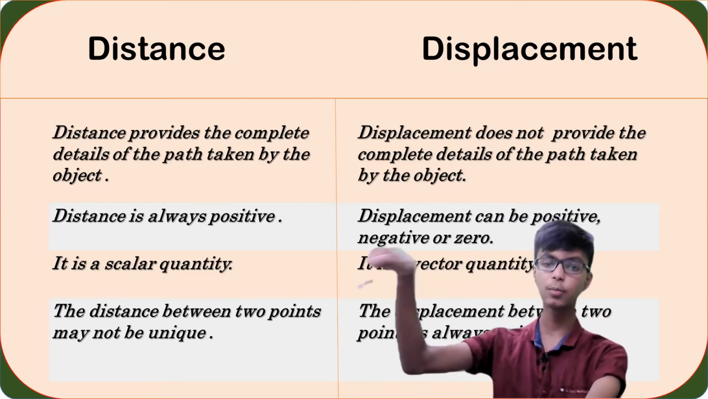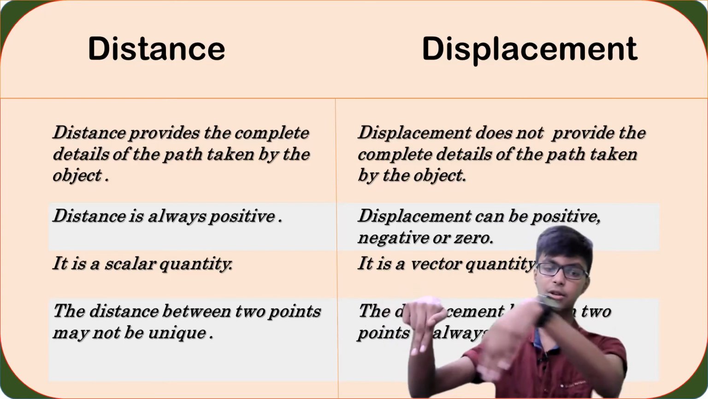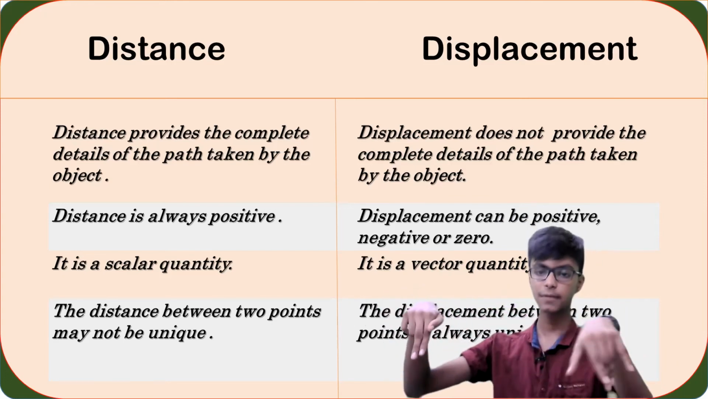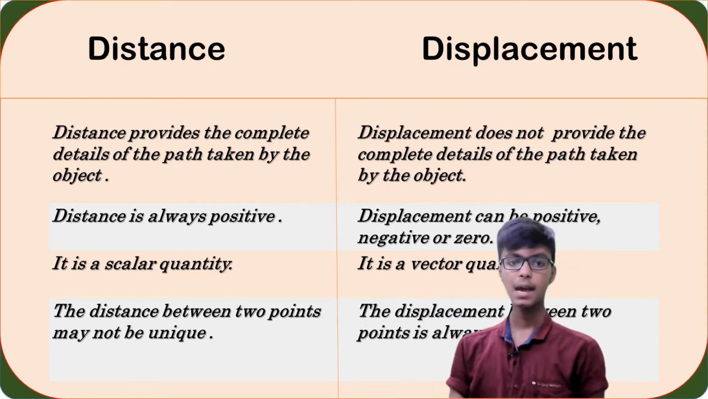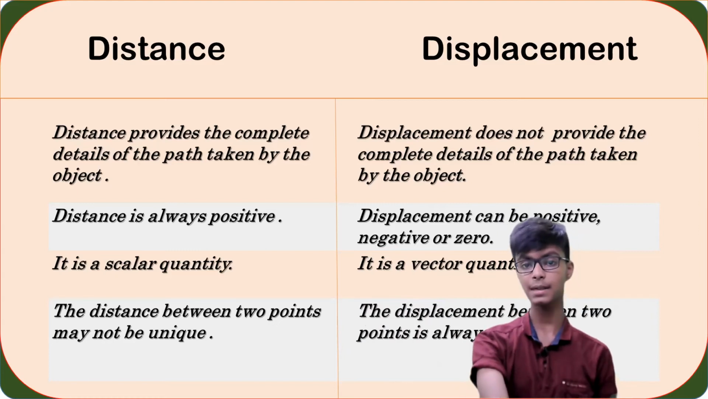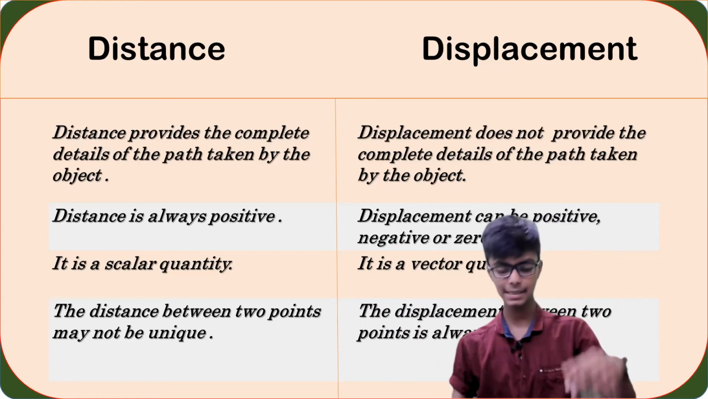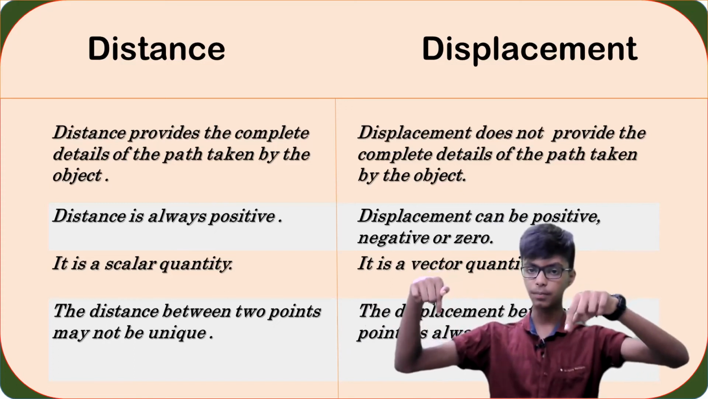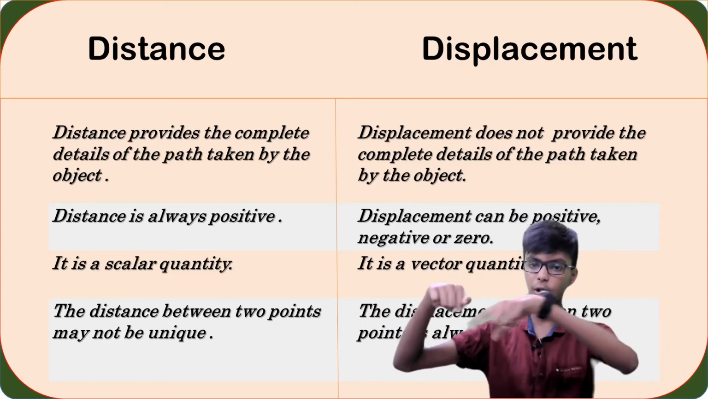From point A to point B, the speed it has gone is 4 kilometers per hour, 5 kilometers per hour, 5 meters per second, 6 meters per second. But the direction doesn't matter. But in the case of displacement, it matters. In distance, this is point A, this is point B. From point A to point B, the car will go. There's no direction needed, right?